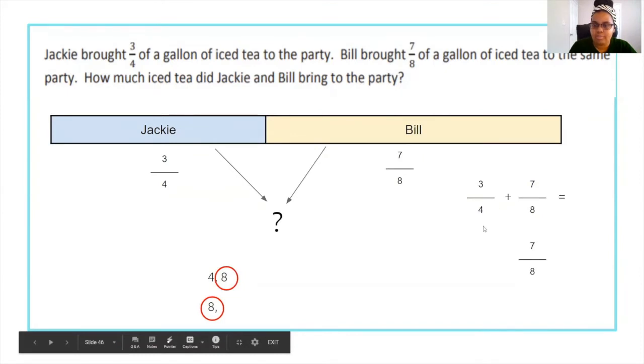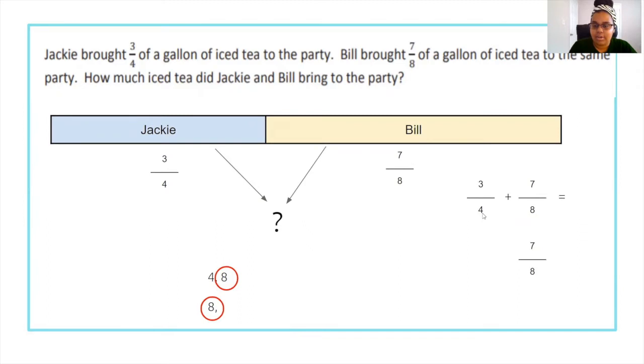But I can rename 3/4 by multiplying my denominator of 4 times what would give me 8. If you said 2, you're right. I can take 4 times 2, and whatever I do to the bottom, I have to do to the top. Whatever I do to my denominator, I have to do to my numerator. So 4 times 2 is 8, 3 times 2 is 6. So I know that 3/4 is equivalent to 6/8.